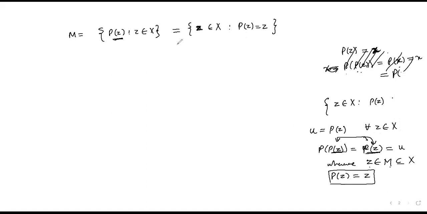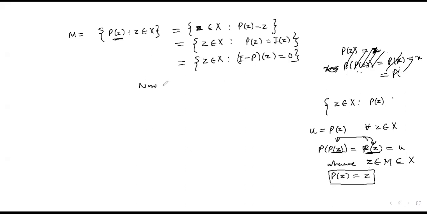a projection. So then I can write this as Z belongs to X such that P of Z is equal to identity of Z. And using the point-wise addition and linearity वगैरह वगैरह, it would mean that I minus P applied to Z is equal to 0. Now, I, P belong to the bounded linear operators. It implies that because it's a linear space, I minus P belongs to the collection of bounded linear operators from X to Y.